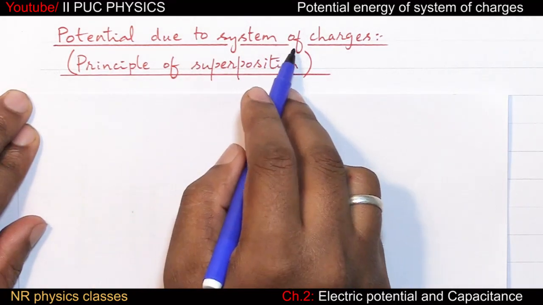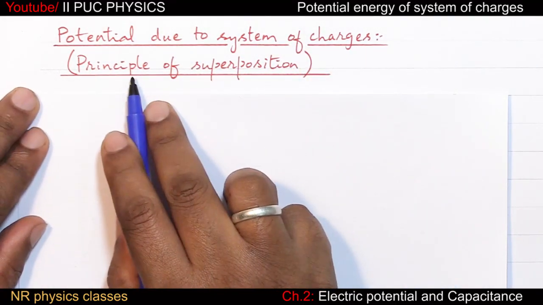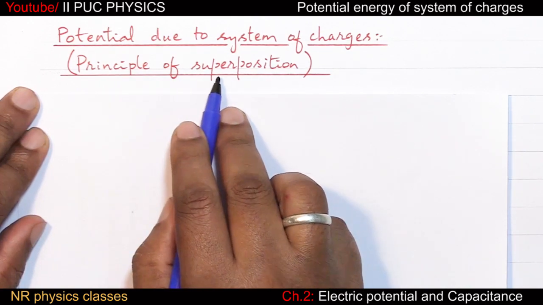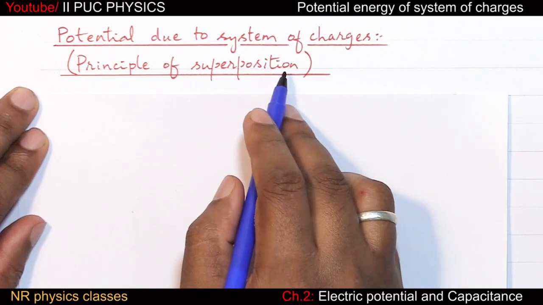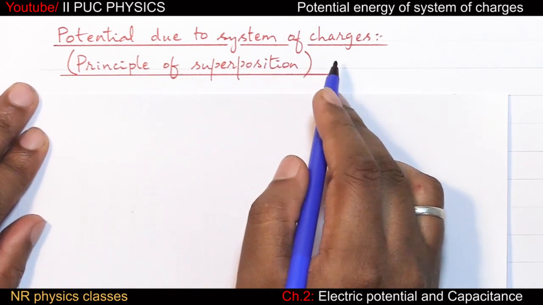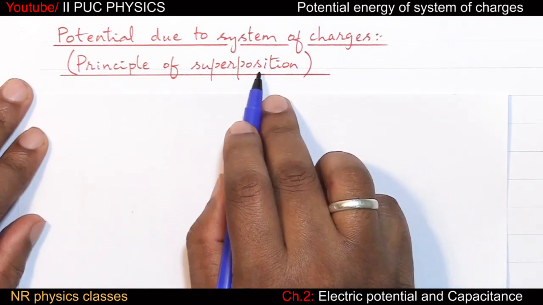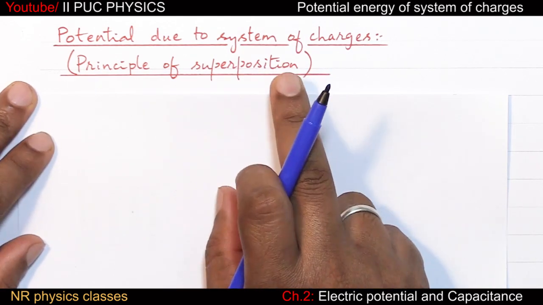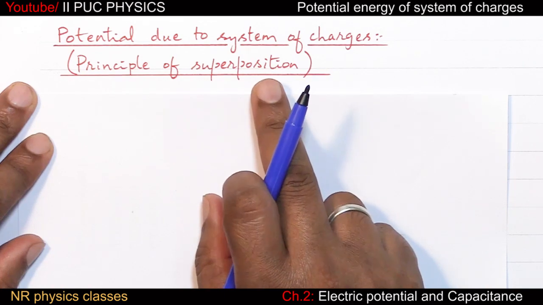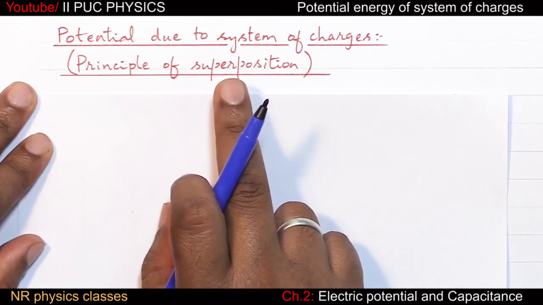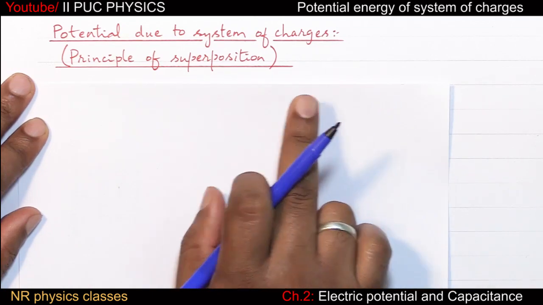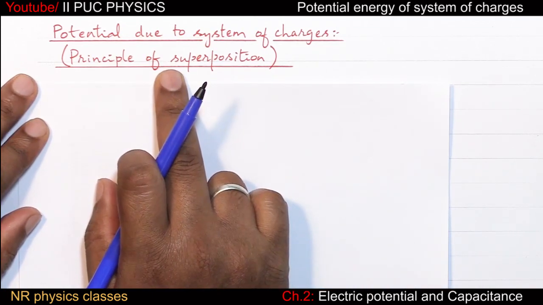Potential due to a system of charges. Also, the principle of superposition with respect to electrostatic potential. This is a sort of revision. A small topic is revision. It is already dealt with in one of the videos. I am repeating this because subsequent topics are based on this principle of superposition.